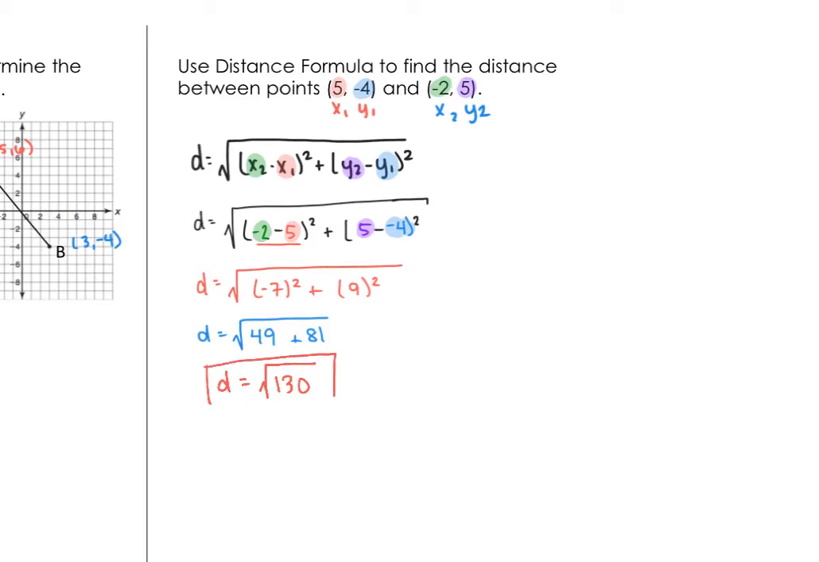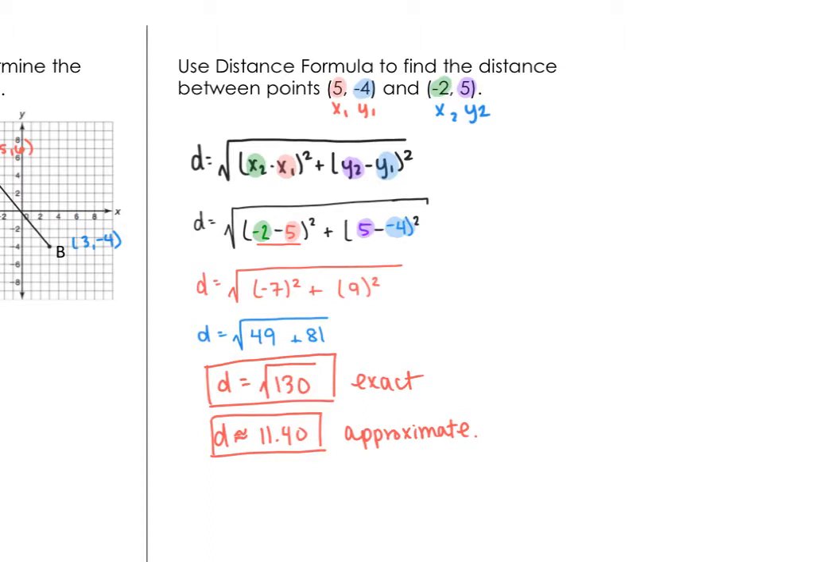So this is my exact answer, the answer with the square root. To get my approximate, we put the square root of 130 in our calculator. You get 11.401, so it's going to be approximately 11.40. All right, so that's distance formula.